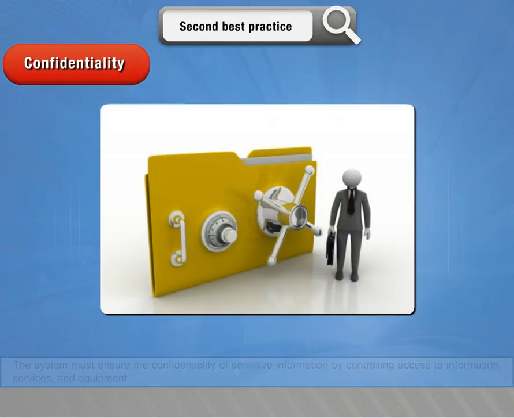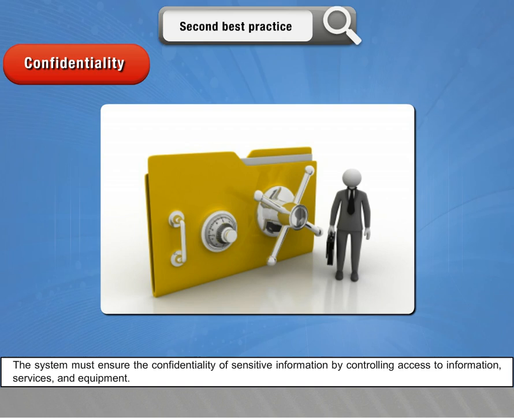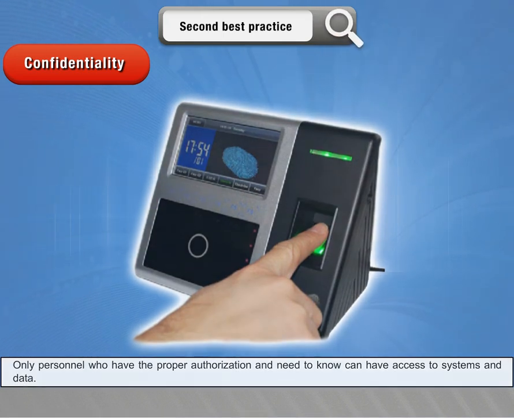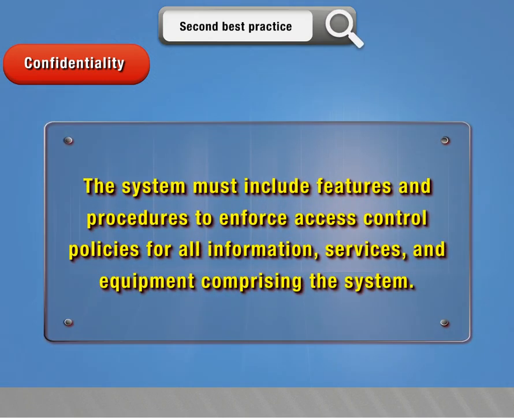Confidentiality: the system must ensure the confidentiality of sensitive information by controlling access to information, services, and equipment. Only personnel who have the proper authorization and need to know can have access to systems and data. The system must include features and procedures to enforce access control policies for all information, services, and equipment comprising the system.